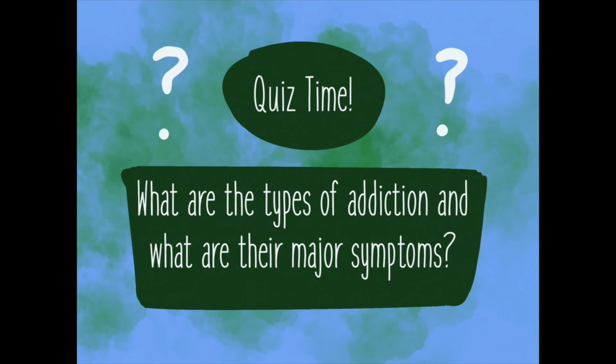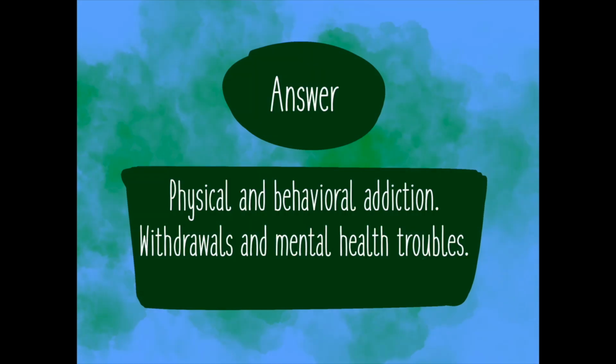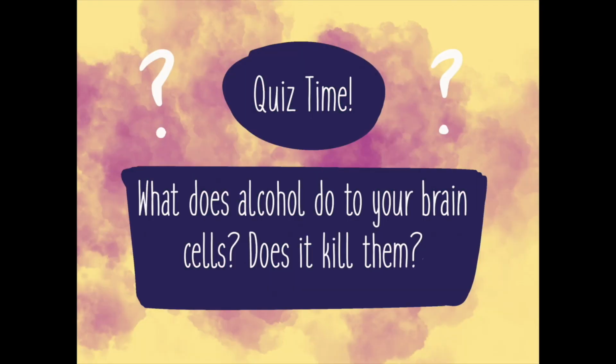What are the types of addiction and what are their major symptoms? The types of addiction are physical and behavioral addiction. Physical addiction is most closely linked with withdrawals, whereas behavioral addiction mainly has problems involving mental health like anxiety or depression. Let's see what you know about drug myths.